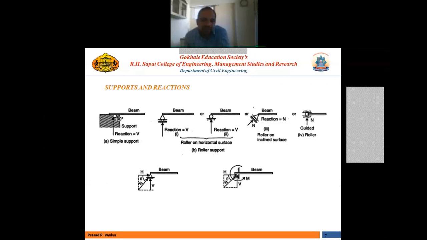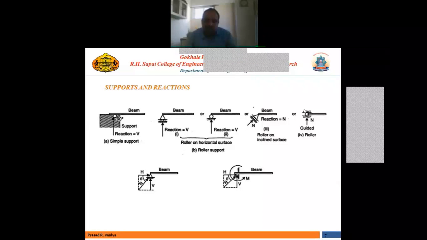So you can create any type of support in your structural model, but the reaction depends on the type of the support. Where you put your restraint, there your reaction will be generated, right? If you restrain X direction movement, then the reaction will naturally be along the X direction. If you restrain Y direction movement, then the reaction will naturally be in the Y direction. So that you should understand.